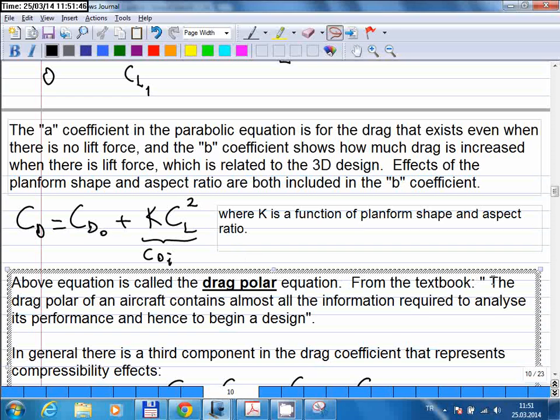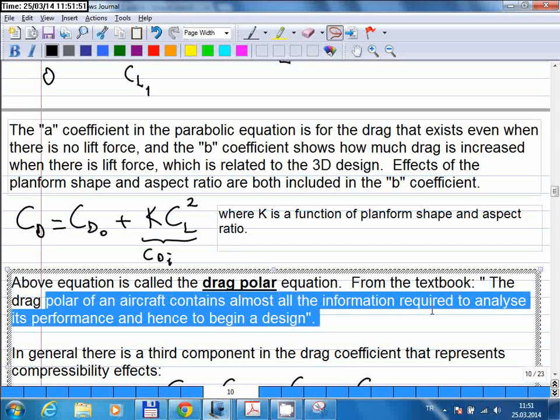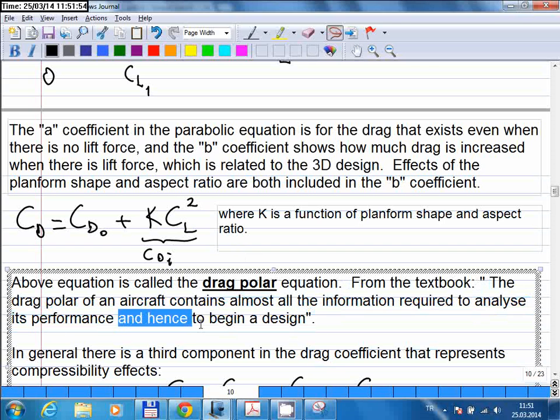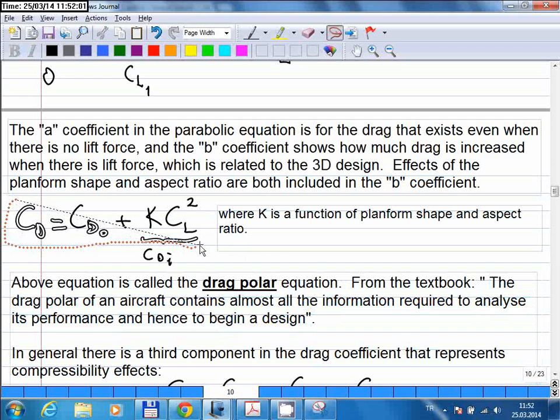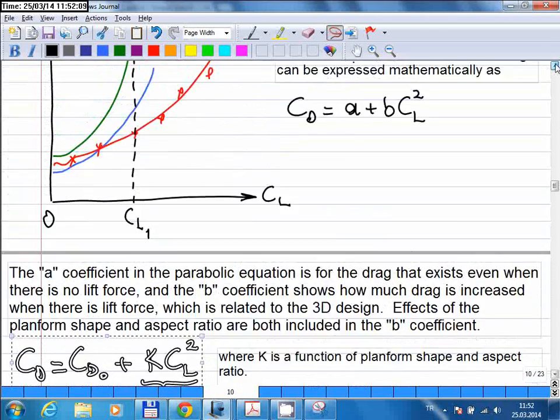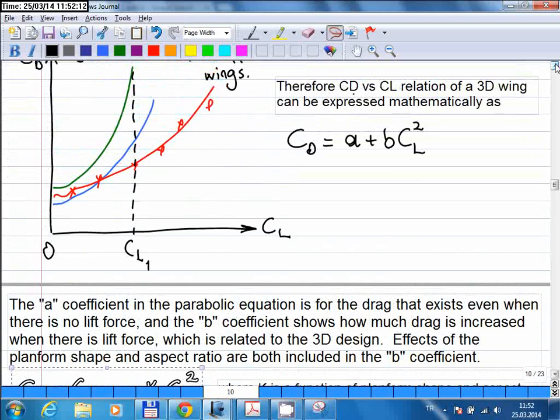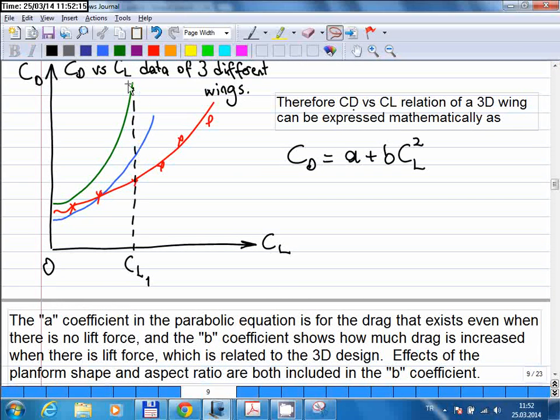And in the textbook it says the drag polar of an aircraft contains almost all the information required to analyze its performance and hence to begin a design. So I told you this before. So this equation is the most important equation in aircraft performance. So if you have an aircraft, then the performance will be improved if you have a better aerodynamic efficiency, and that is given by this equation.